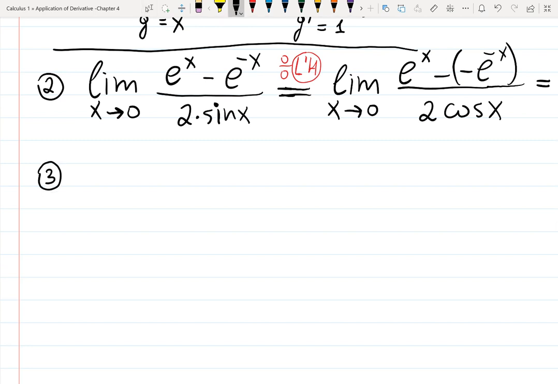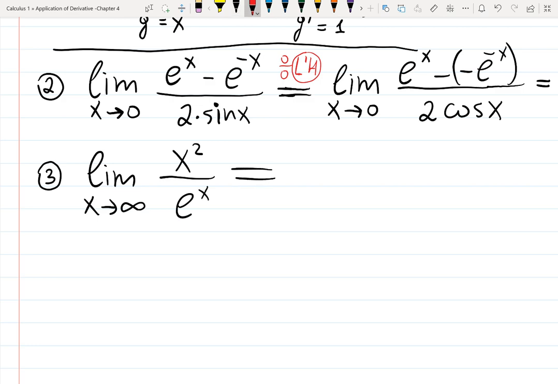Third example. Why do we always work with 0 over 0 examples? Let's have another kind of example. For example, the limit as x approaches infinity, and then we're going to work with, say, x squared and then e to the x.